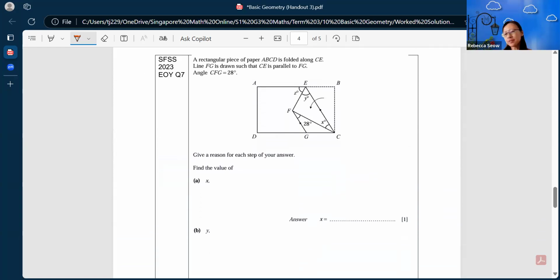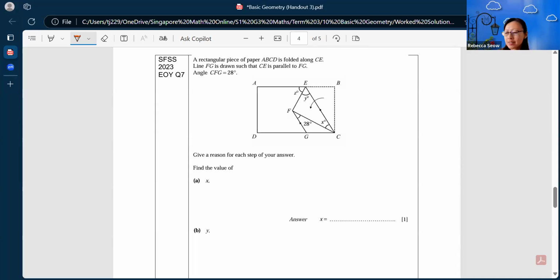Moving on to the next question. We have SFSS 2023 EOY question 7. Here we are told that a rectangular piece of paper, ABCD, is folded along CE. Rectangular means that all angles are right angles. Line FG is drawn such that CE is parallel to FG. Angle CFG is 28 degrees. Now give a reason for each step of your answer. Find the values of angles X, Y, and Z.